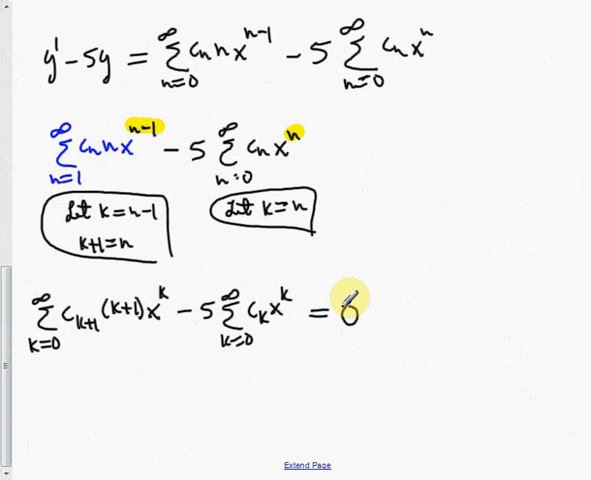Now look at my step there. Now I can factor out x to the k because they both have an x to the k in them. See that? It's a common factor.